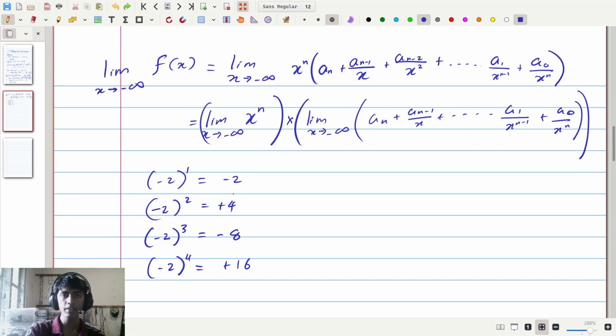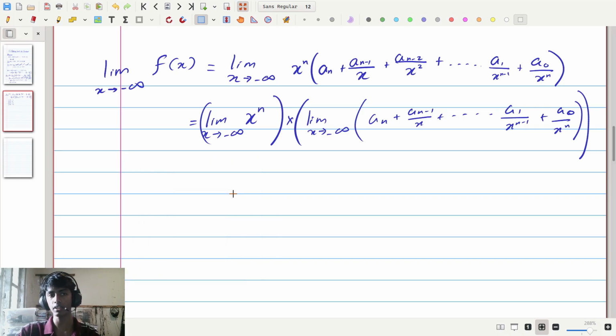If our power, this n here, is an even number, then negative infinity to the power of n is going to be a positive number. If not, then it's going to be a negative number. So we have this nuance where in one case one thing happens, in another case another thing happens. So this could either be a negative number to the power of an even number, which is going to be positive infinity, or a negative number to an odd power, which is going to be negative infinity. So this could either be plus or minus infinity, we don't know which one.